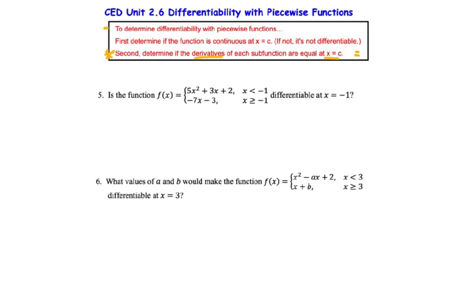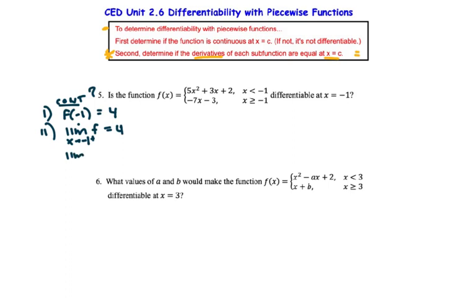So first we have to determine whether or not the piecewise function is continuous. So we're going to come over here and we're going to go, is it continuous at x equals -1? So the first thing that we do is we figure out what f of -1 is. We're going to use that lower function. So it's -7 times -1, which is +7, minus 3, which is 4. That also happens to be the limit as x approaches -1 from the right of f of x.